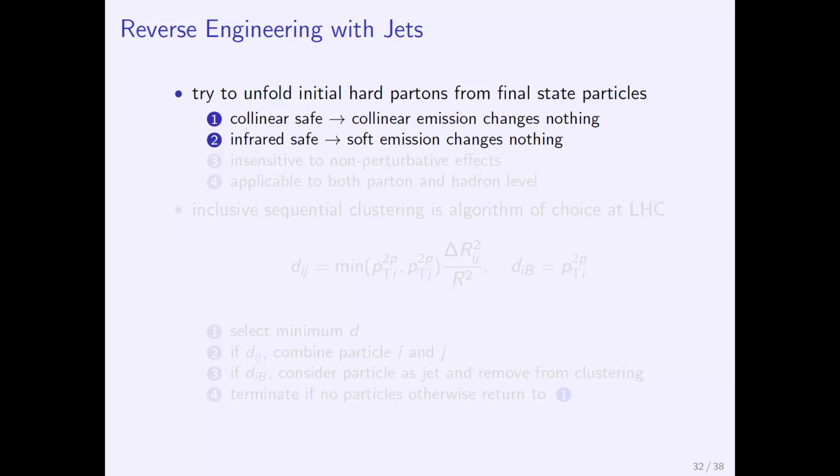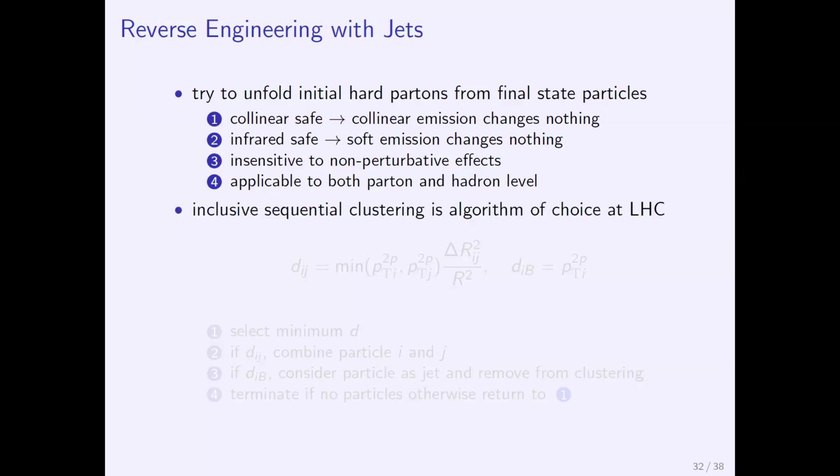Okay, so why is this important? Well, if we have something that is collinear safe and infrared safe, then it really should be insensitive to non-perturbative effects. It means that we don't really care what's going on with the hadronization at all. And that is why we use jets at the LHC, right? Because we want to make ourselves as insensitive as possible to any type of hadronization uncertainty, because we don't want to deal with these non-perturbative effects. And the other thing, as I said, is that you want this to be applicable to both the parton and the hadron level. So in terms of this unfolding that we can do, we want it to be applicable to both the parton and the hadron level.